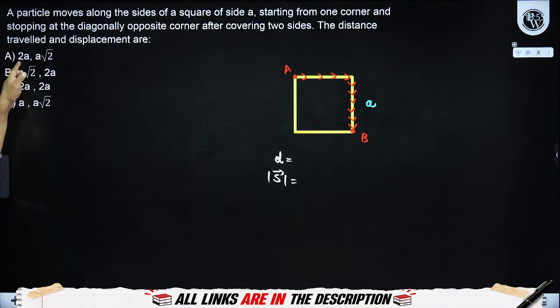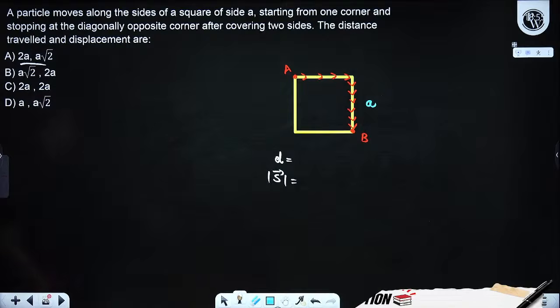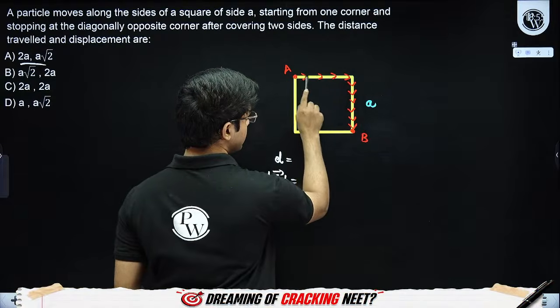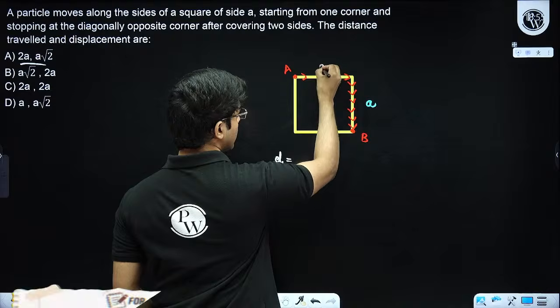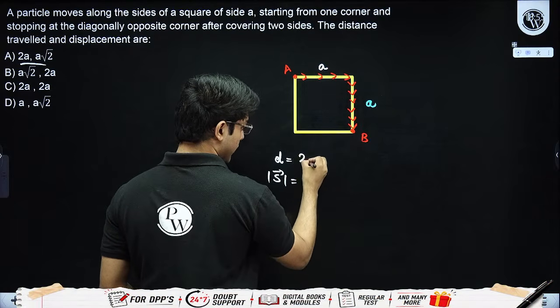Option A. Yes, option A is the answer. So distance will be the length of this path plus this path, right? So that will be A plus A. So distance will be 2A.